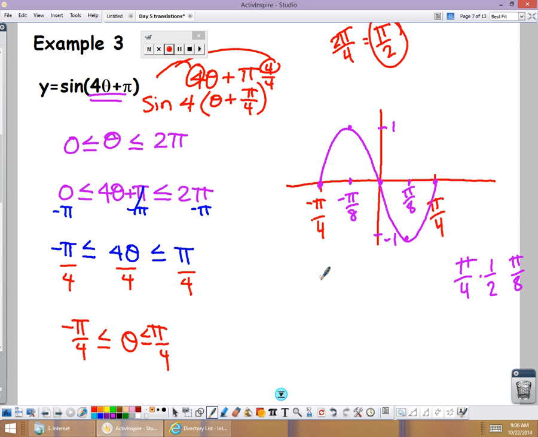Alright, negative pi over 8. So that would be the graph of this function, sine of 4 theta plus pi. Okay, our period was pi over 2. Sorry, I'm kind of all over the place here. Period is pi over 2. Our phase shift, we went pi over 4 units to the left. Right, because when we're on the inside, we're doing the opposite. And that would be our graph.